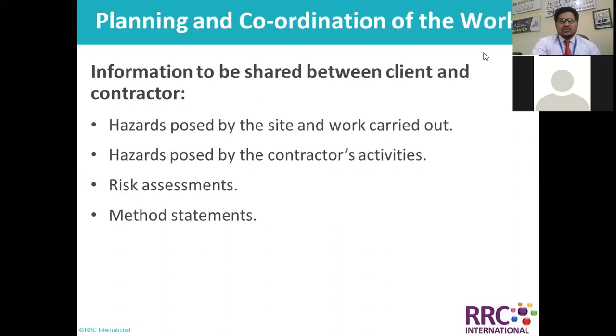Now, planning and coordination of the work: information to be shared between client and contractor. What information can we share as a client and contractor? Hazards posed by the site and work carried out. Hazards posed by the contractor's activities. That is why, if we get any project from Saudi Aramco, let's take any activity there, what they are going to ask is: share with us your HIP, hazard identification plan, the ERP, emergency response plan, then the work permit must be there.